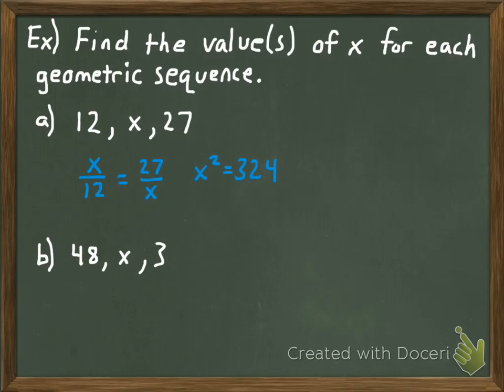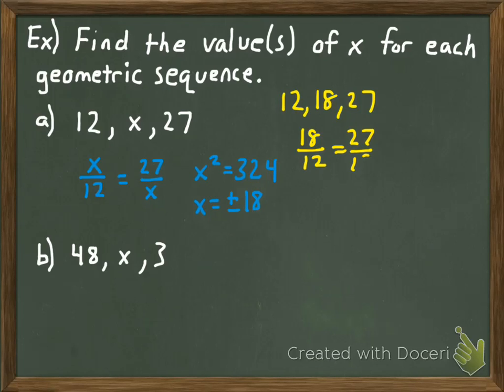And this time, I didn't say that this number had to be positive or had to be negative, and so we're going to take the positive and negative square root of both sides. We're going to say x can be equal to either positive 18 or negative 18. And I want to show you that that works no matter which value you pick. If we picked positive 18, then we would have the sequence 12, positive 18, and positive 27. And 18 over 12 is equal to 27 over 18. They're both equal to 3/2.